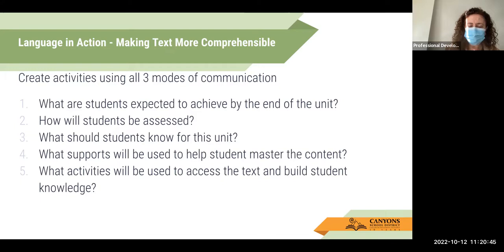What should students know for this unit? What support will be used to help students master the content? What activity will be used to access the text and build students' knowledge? So as you develop those activities in all three modes of communication, and we're going to see them in detail in a few minutes, think of those questions when you have to apply them to create those activities for your students.